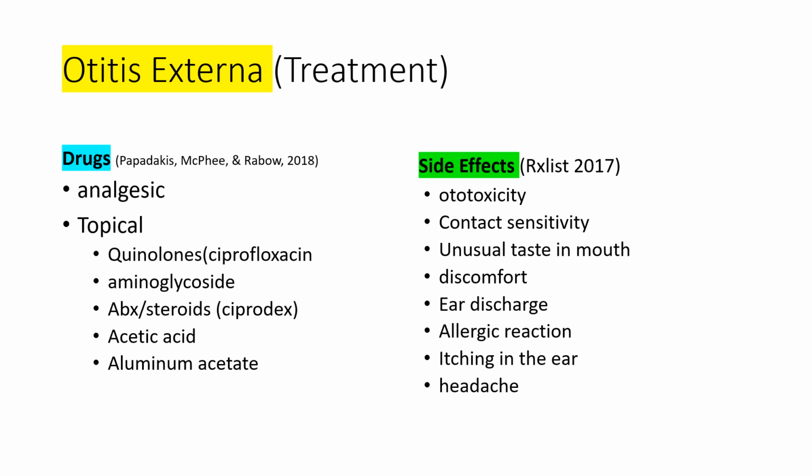The second phase is the treatment for Otitis Externa, which discusses the drugs and the side effects. Papadakis, McPhee, and Rabow explain that the treatment for Otitis Externa is analgesics because it is painful, also topical quinolones like ciprofloxacin, aminoglycosides, and a combination of antibiotics and steroids, for example Cipro Dex, and acetic acid or aluminum acetate for prevention.